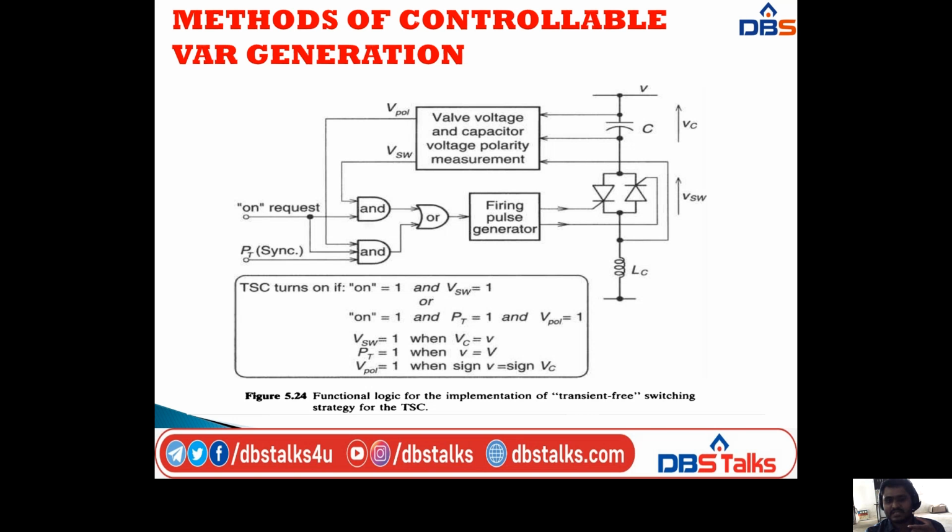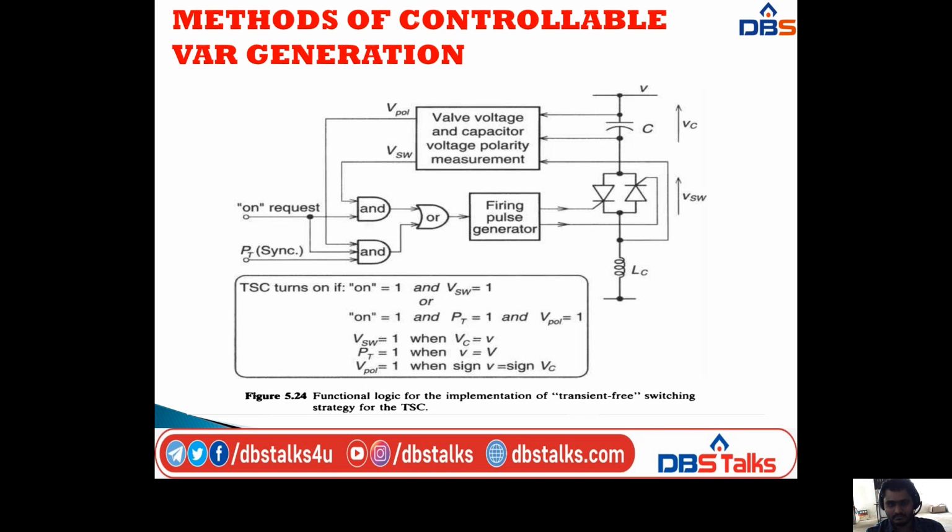Okay, this thyristor valve is used as a switch, and it produces the voltage across the switch, the voltage across the capacitor, and the inductor value. So here, if the TSC turns on, that means R is equal to 1 and VSW is equal to 1, and PT is equal to 1, that is power at the transient free condition. Okay, so this is equal to 1.